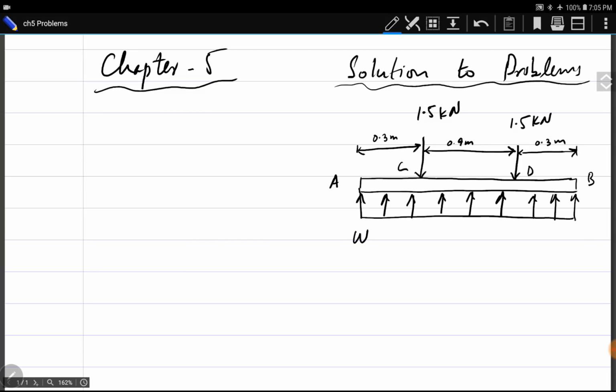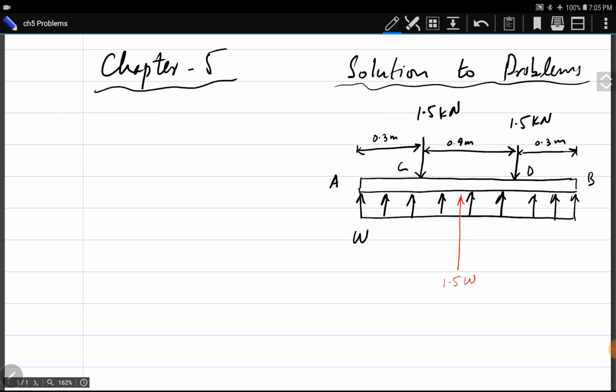Before everything, I want to convert this distributed load into a concentrated load. The concentrated load will be applied at its centroid, and the total length of the beam is 1.5. The distributed load is being applied on the total length, so length multiplied by the distributed load is 1.5 W.